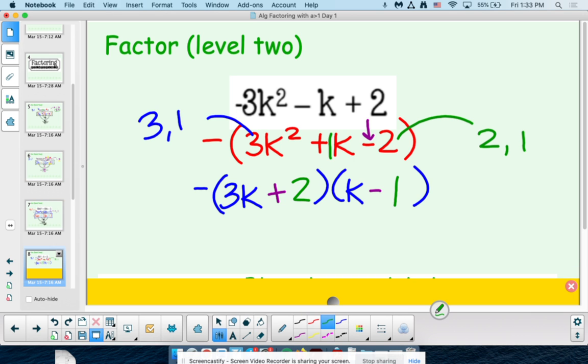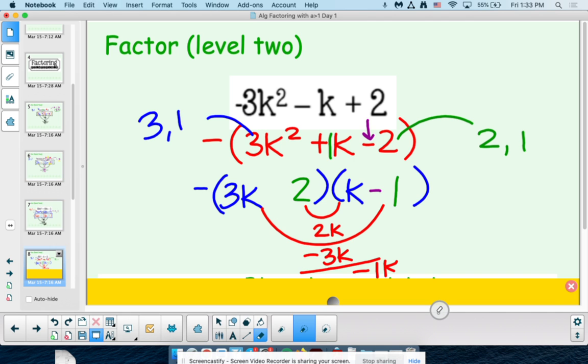So try to be strategic, right? Help yourself out a little bit. And now we check. We're going to get 2k. 3k times -1 is -3k. Add those together and I get -1k. Shoot. We wanted a positive. Easy fix, you guys. You know why? We just switch our symbols.